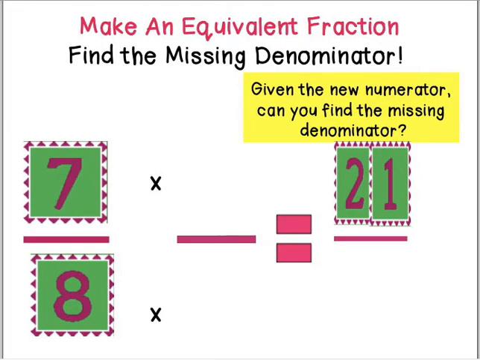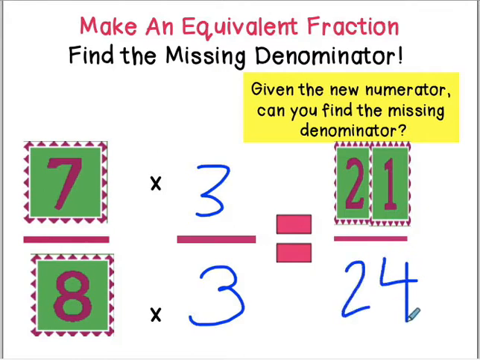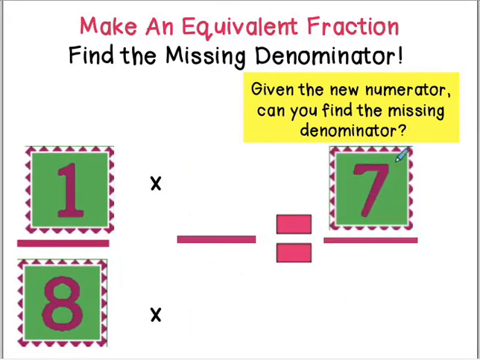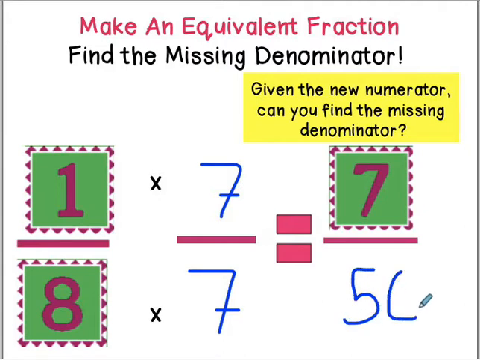Here I have 7/8, and I want it to have a new numerator of 21. 7 fits into 21 3 times, which means I also need to multiply the bottom by 3, and 8 times 3 is 24. And here we have 1/8 becomes something with 7 in the numerator. 1 fits into 7 7 times, and that means I'm going to multiply the bottom by 7, and 8 times 7 I know is 56.